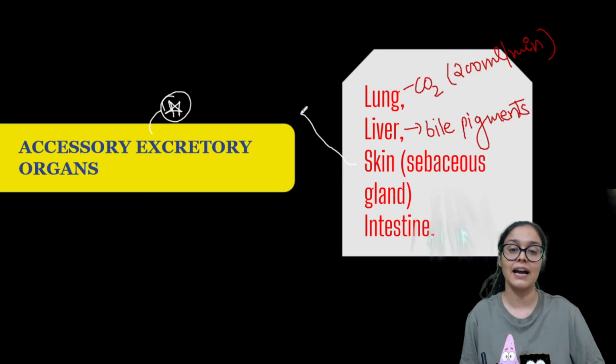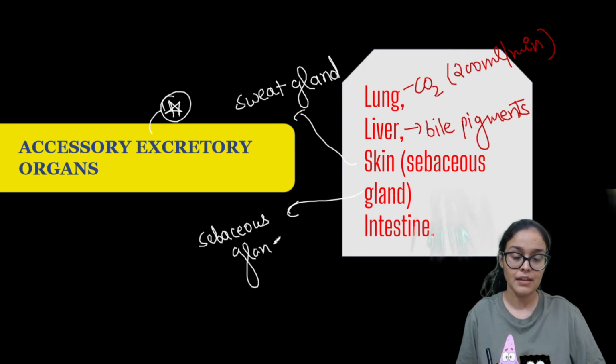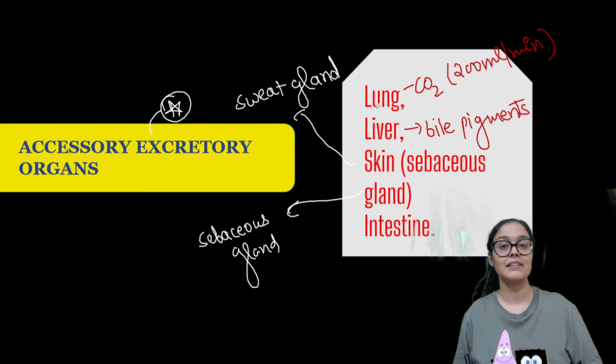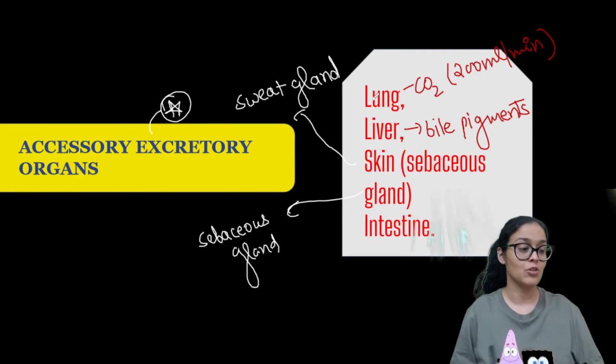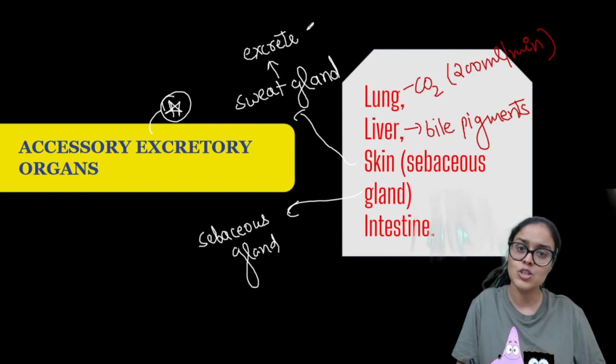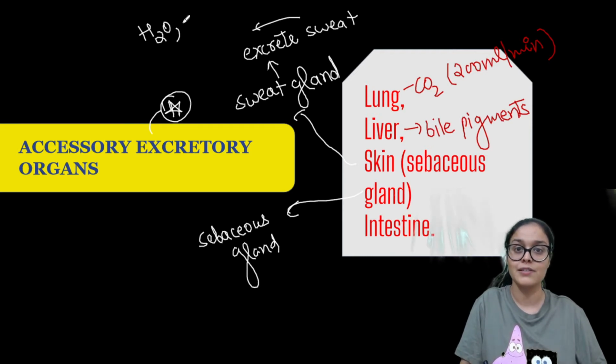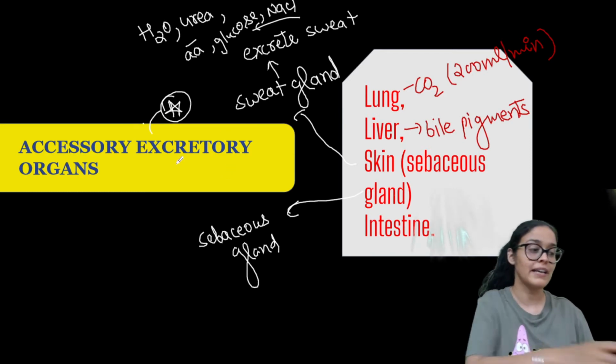What are their names? Skin has the sweat gland, which will be secreting sweat, and another one is the sebaceous gland, that is the wax gland. Sebaceous gland. So, when we talk about the sweat gland, what is the work of the sweat gland? Sweat gland means obviously releasing sweat, excreting sweat. And what is the composition of sweat? When we see the composition: water, a small amount of urea, a small amount of amino acids, a small amount of glucose, and NaCl. This is the composition of sweat that you have to remember.